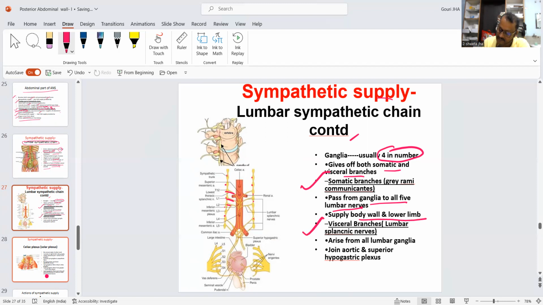The visceral branches, that is the lumbar splanchnic nerves, arise from the lumbar ganglia, and they will join either the aortic plexus or the inferior hypogastric plexus, or the superior hypogastric plexus.